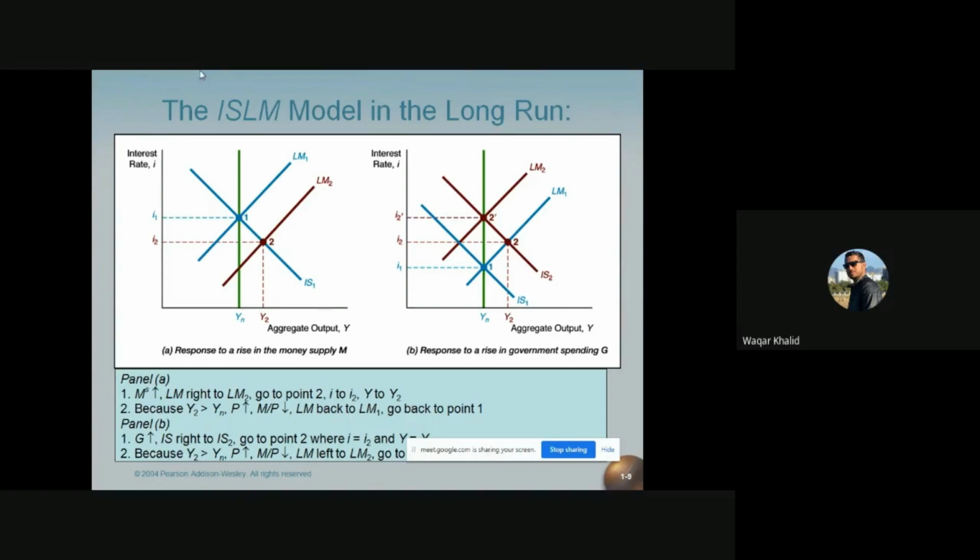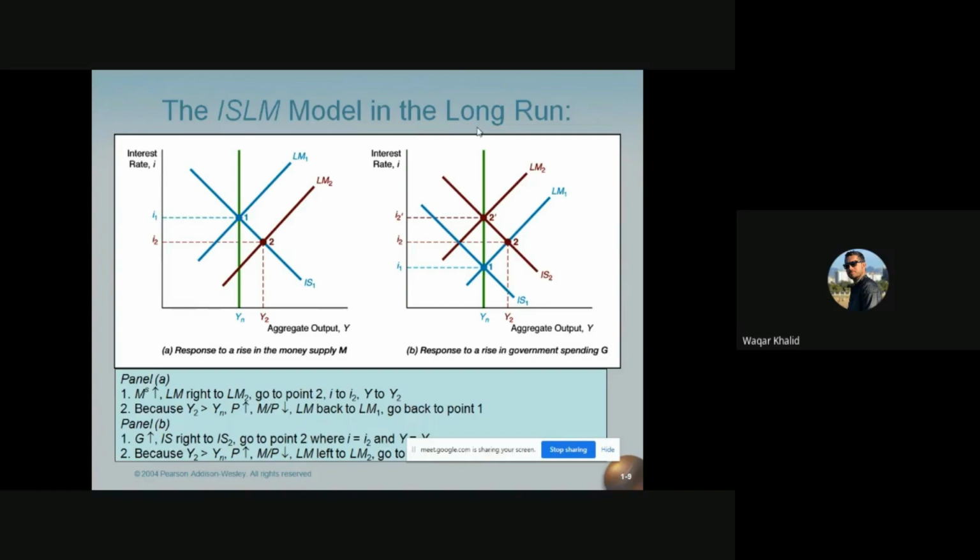Now look at panel B. Suppose an increase in government spending shifts the IS curve to the right, because here we are talking about expansionary fiscal policy. Expansionary fiscal policy means either a rise in government spending or a decrease in government taxes. Simply, if the federal government increases its expenditures, what will happen? An increase in government spending shifts the IS curve to the right from IS1 to IS2.